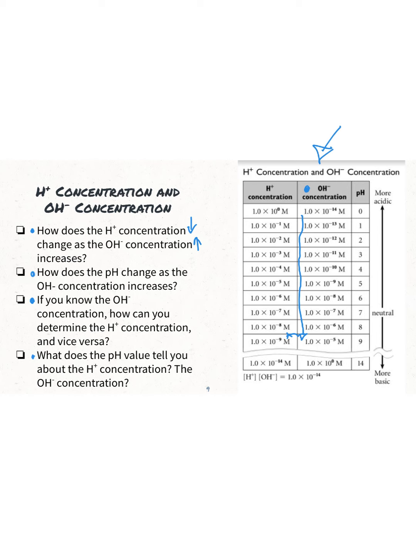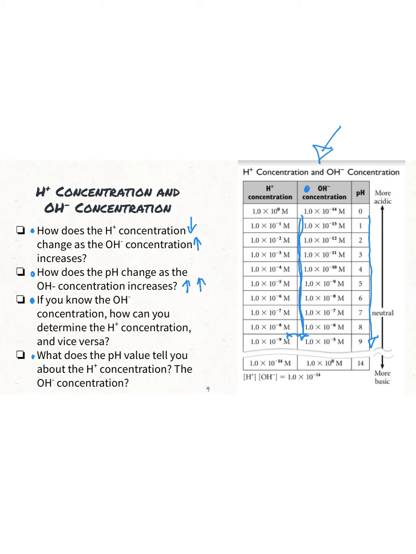So how does the pH change as the OH concentration increases? As we just went down and saw the hydroxide concentration increasing, what we can see over here in the pH is that the pH is increasing. So as the hydroxide increases, we have the pH increasing.